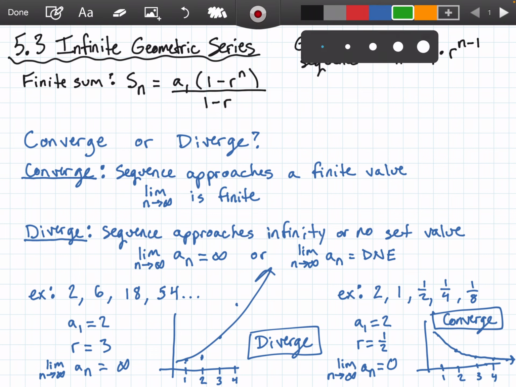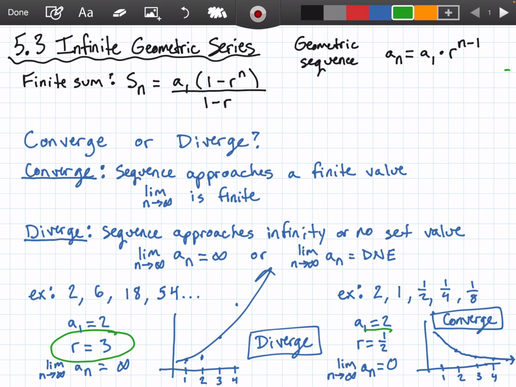So let's see if we can figure out a rule for this. And I want you to look specifically at these values of our common ratio. I want you to pause the video for a second and maybe talk with someone next to you. When do you think, based on our values of r, will a sequence converge or diverge? If you didn't pause the video, it's okay, I forgive you.